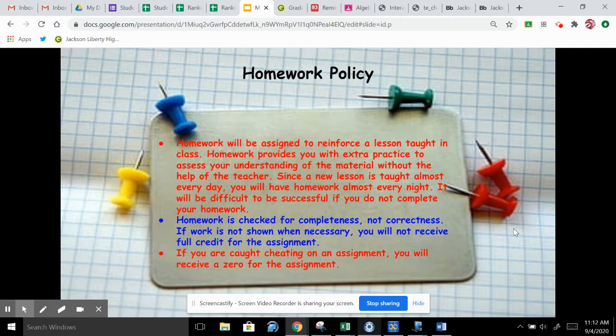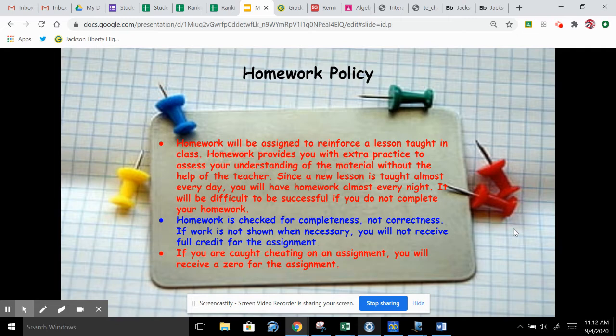It's going to be checked for completeness, not correctness. Okay. I want to see that you're practicing. If you get them all wrong, we'll work together. We'll try and figure it out, but at least you're practicing on your own. That's what homework is meant for, to see how you do when you take the training wheels off, for lack of a better way of saying it. And if you fall down, you fall down. We'll get you back up on that bike and we'll get you rolling.